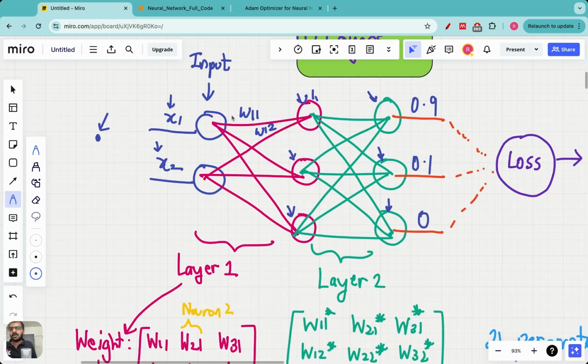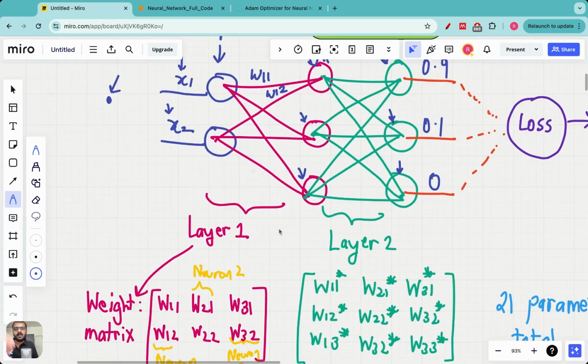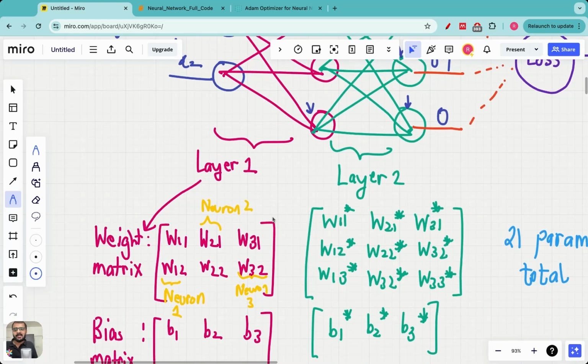Both connect to the two inputs. Similarly, the second neuron will have two weights which are called W21 and W22, and the third neuron will have two weights, W31 and W32. So these weights are represented in a matrix formula here.